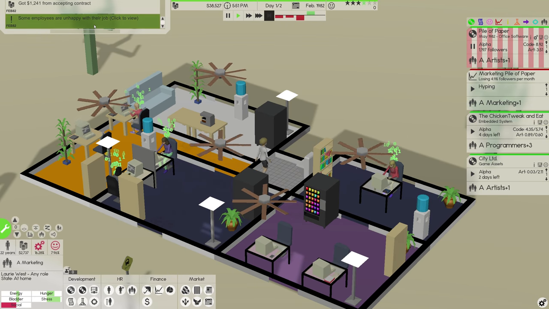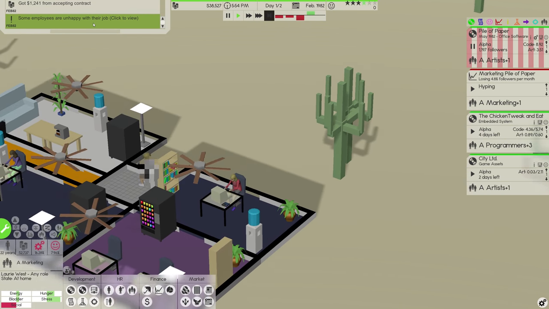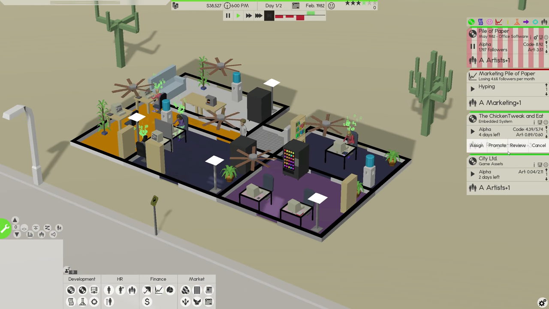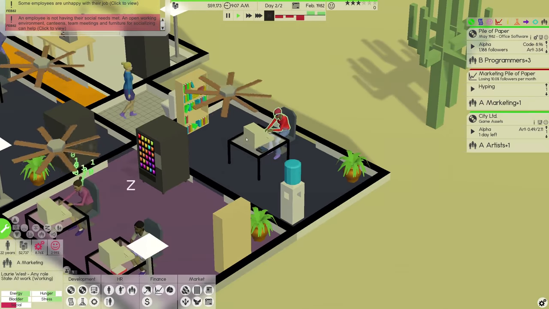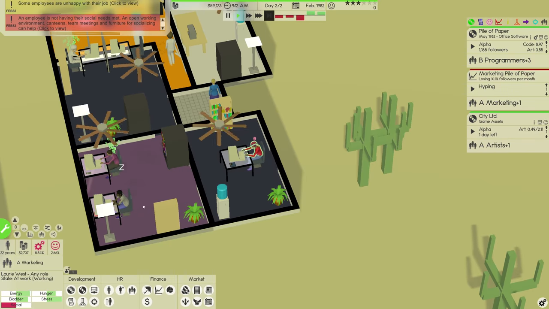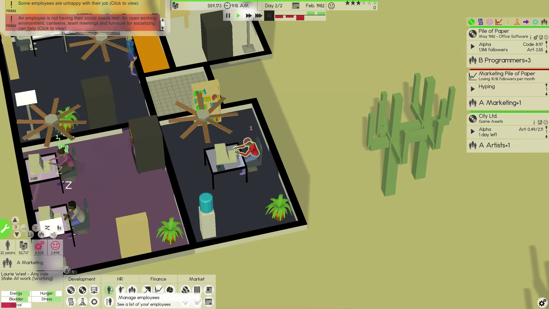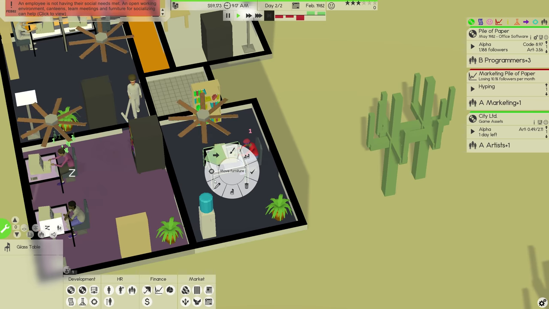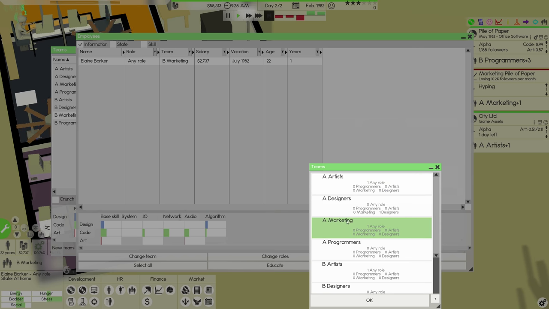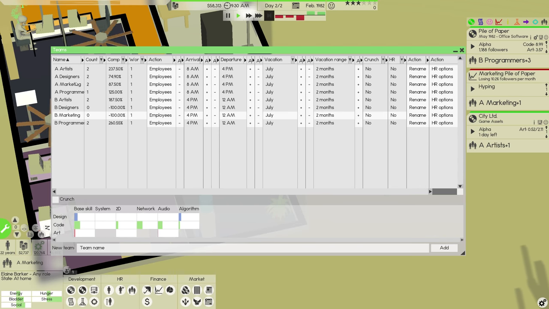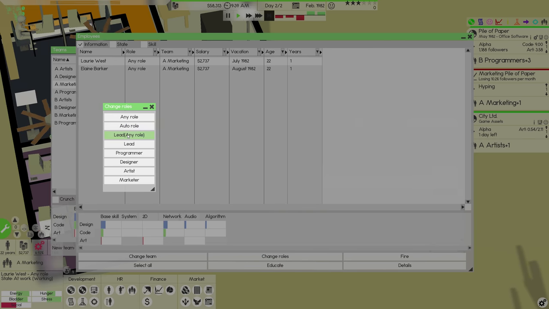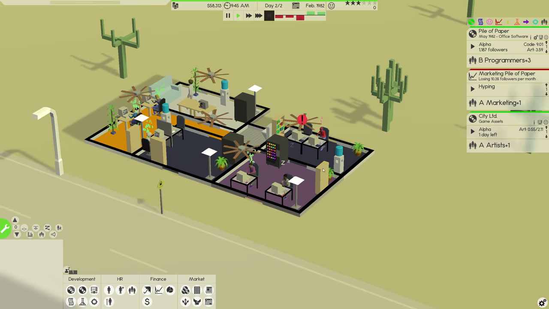Some employees are unhappy with their job. Who would that be? I don't know who that would be, honestly. Well, sucks to be them, I guess. Employees not having their social needs met. Yeah, it's marketing. I feel isolated. Okay, so what best to do then? Have a second employee in their room. Not a problem whatsoever. B marketing, we're gonna change this team to the A marketing, so they're both on the same schedule. And one of you guys is gonna have to be the lead. Change role, lead.